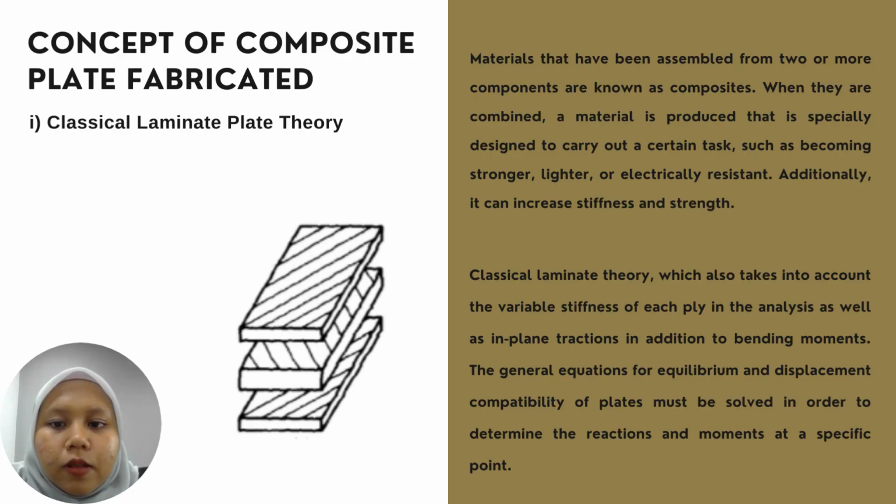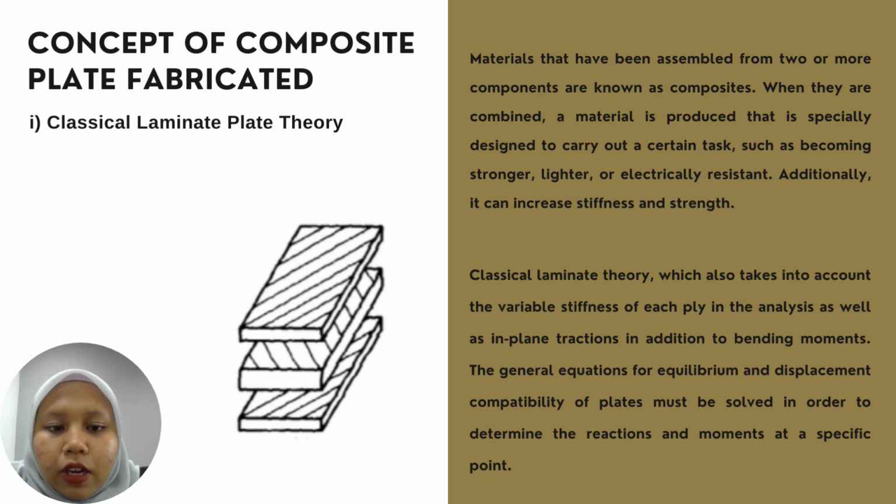Continuing this presentation, my name is Dina Sofea Nadzri. My matric number is CF220194. So I will continue with the concept of composite plate fabricated in classical laminate plate theory. A material that has been assembled from two or more components is known as a composite. When they are combined, a material is produced that is specially designed to carry out a task such as becoming stronger, lighter, and electrically resistant. Additionally, it can increase the stiffness and strength.